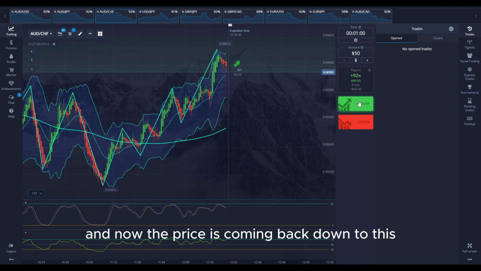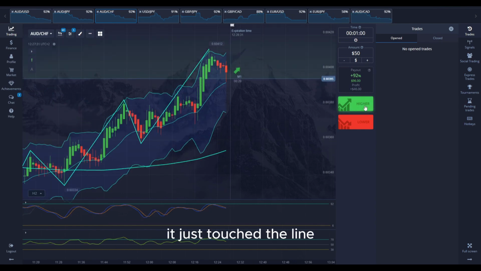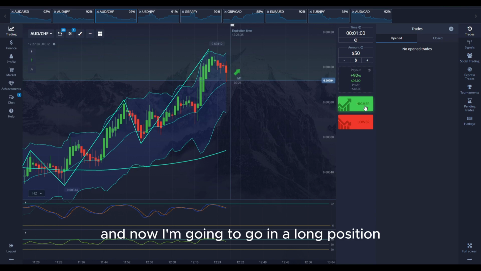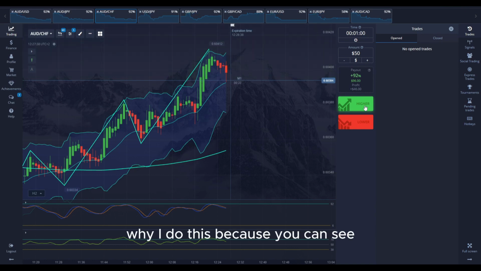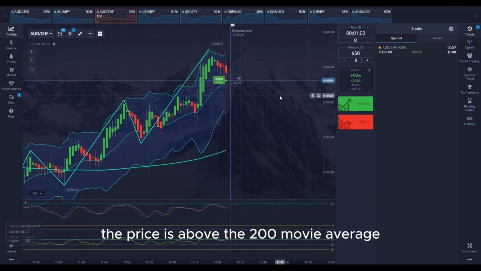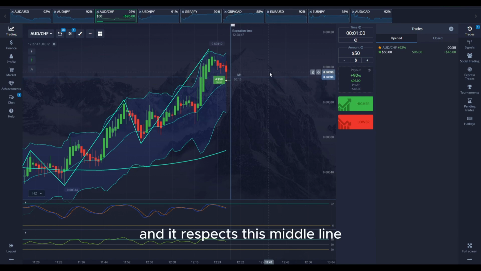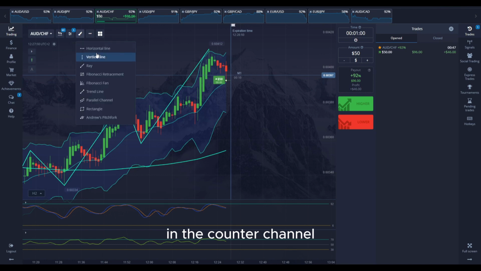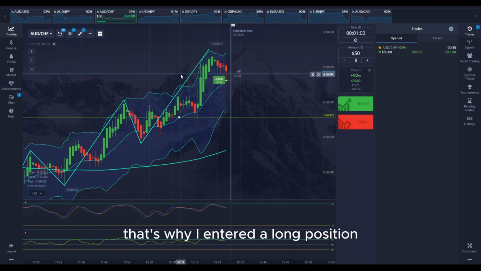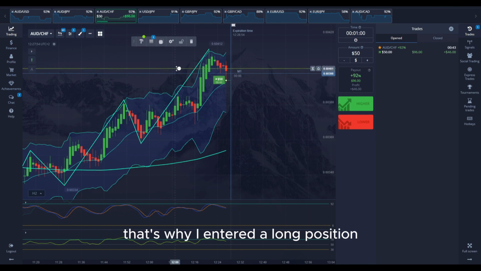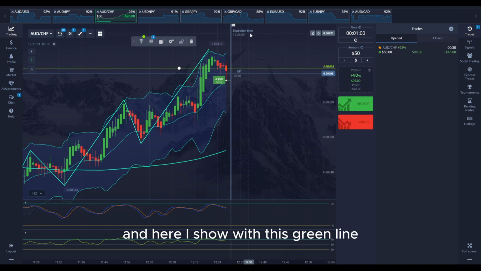And now the price is coming back down to this midline of the Keltner channel. It just touched the line, and now I'm going to go in a long position. Why I do this? Because you can see the price is above the 200 moving average and it respects this middle line in the Keltner channel. That's why I entered a long position, and here I show with this green line.